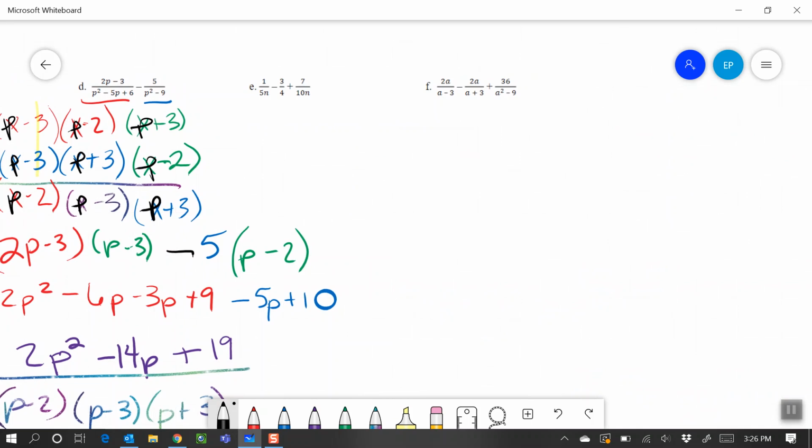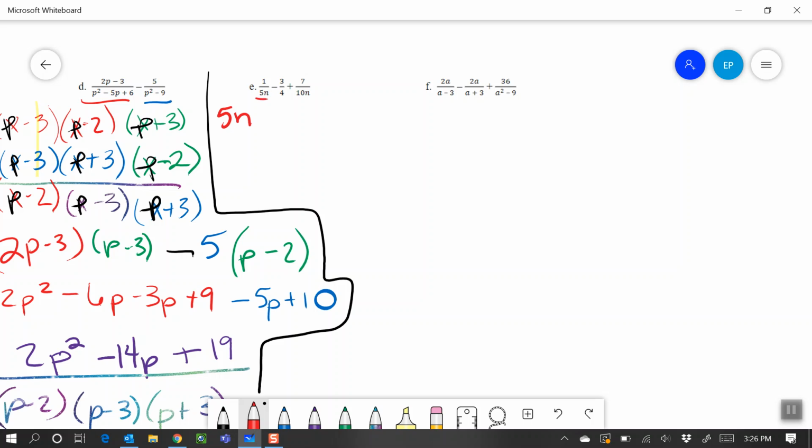Let's draw a line here. Factors are pretty nice. So I'm going to have 3 colors. I'm going to have 5n. I'm going to have 4. And then I'm going to have 10n. So the nice thing about this is, 5n and 10n are pretty much the same.